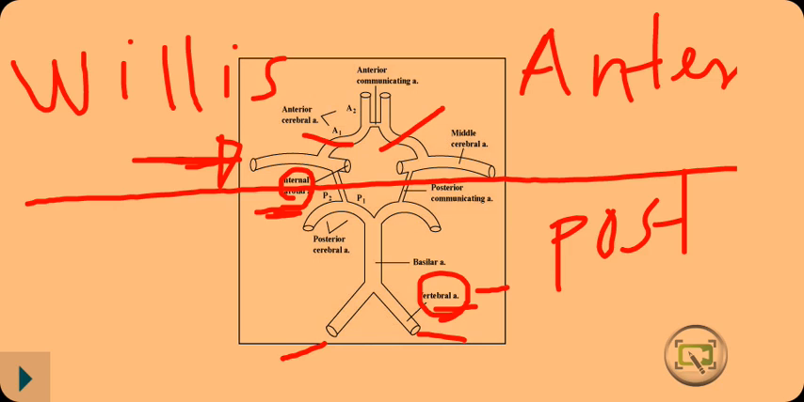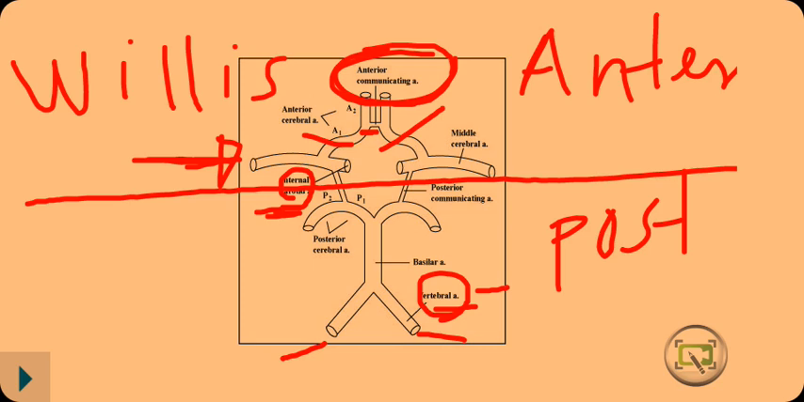These two anterior cerebral arteries will be joined together by what we call the anterior communicating artery, the one on top here. It joins the two. So that's the anterior part. Now we come to the posterior part, because it's a circle. How does the posterior part join to the anterior part?